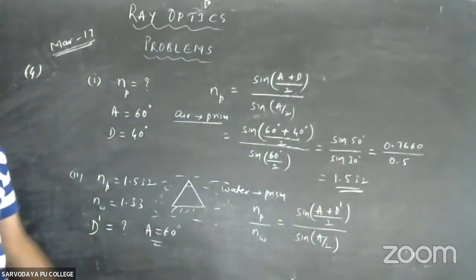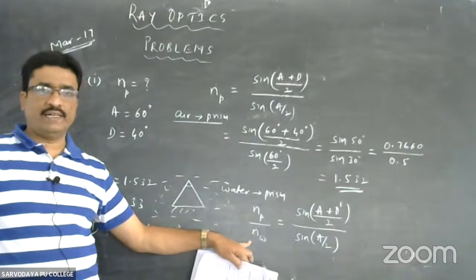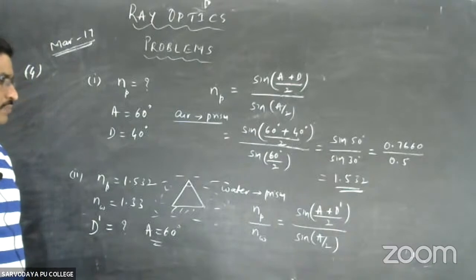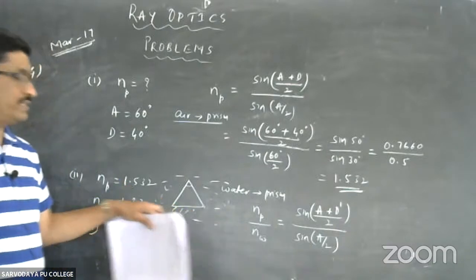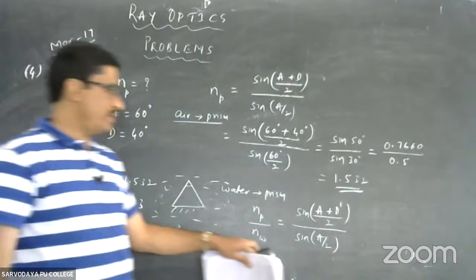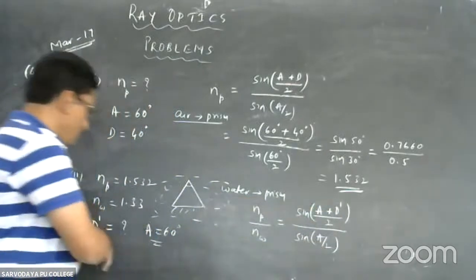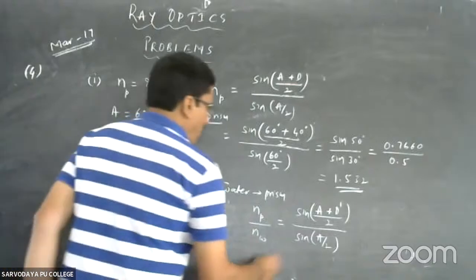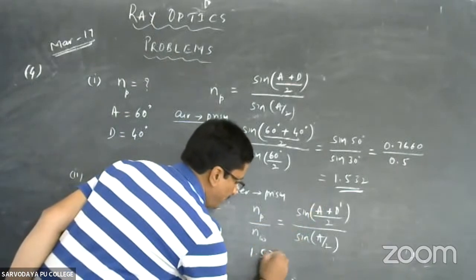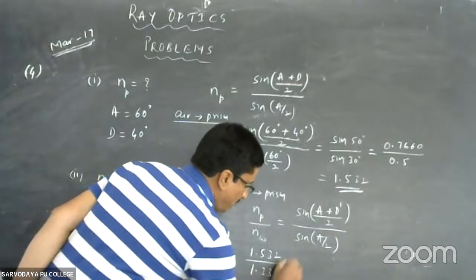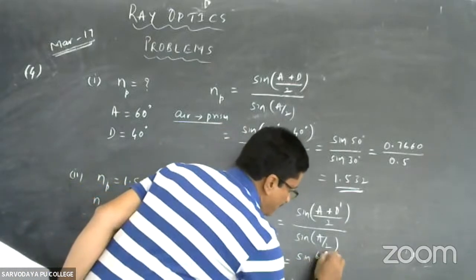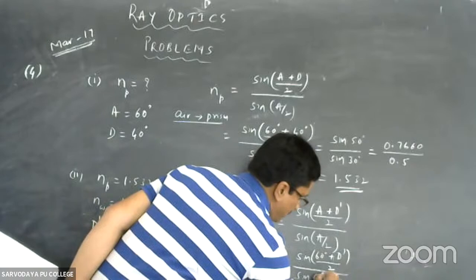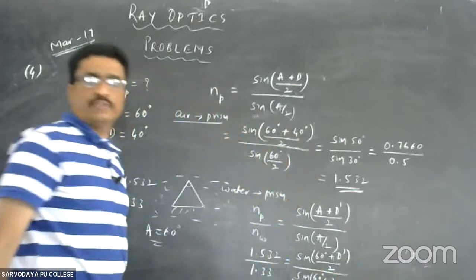If you can get this idea, you'll be getting it completely. It is the refractive index of the material of the prism by the refractive index of water in which it has been immersed. That we have to consider. And D dash was already mentioned as the new angle of deviation. Now, already you know n of the prism is 1.532, this is 1.33, and this comes out to be sin (60 degree plus D dash by 2) by sin (60 degree by 2). I'm showing the substitution.